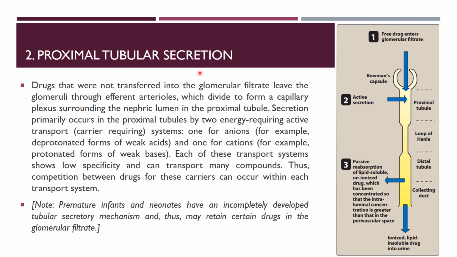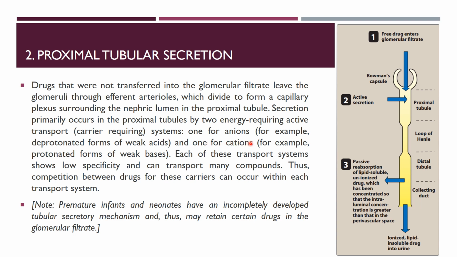Proximal tubular secretion. Drugs that were not transferred into the glomerular filtrate leave the glomeruli through efferent arterioles, which divide to form a capillary plexus surrounding the nephric lumen in the proximal tubule. Secretion primarily occurs in the proximal tubules by two energy requiring active transport systems.